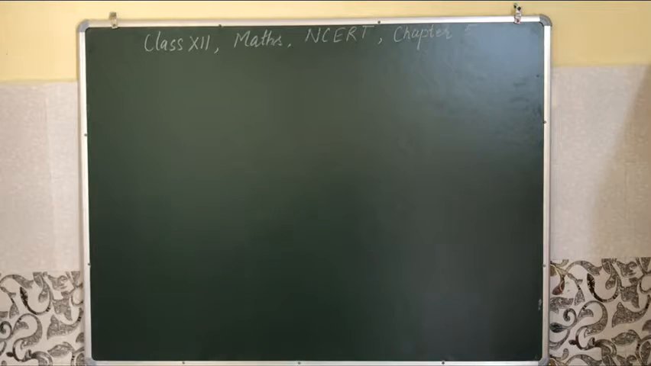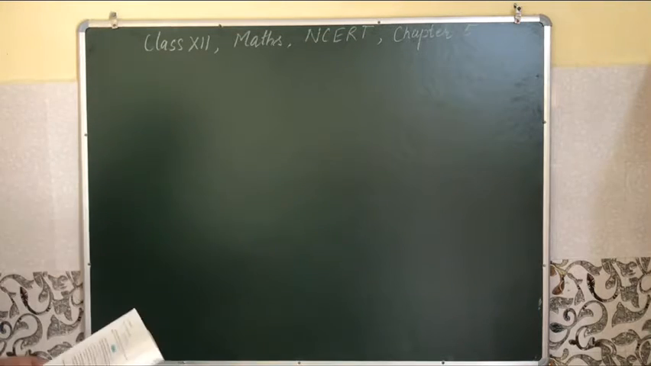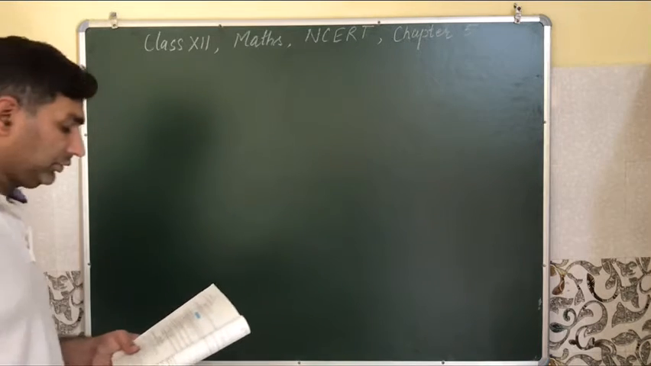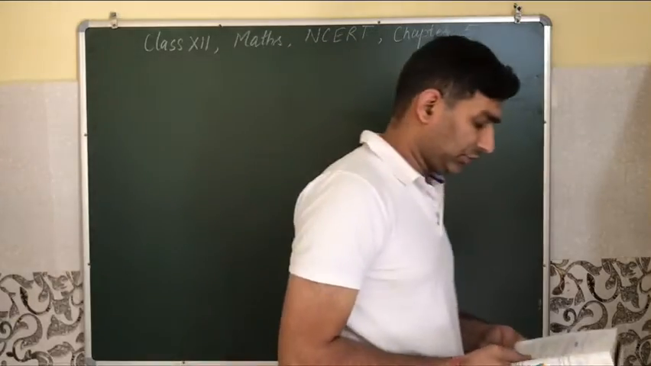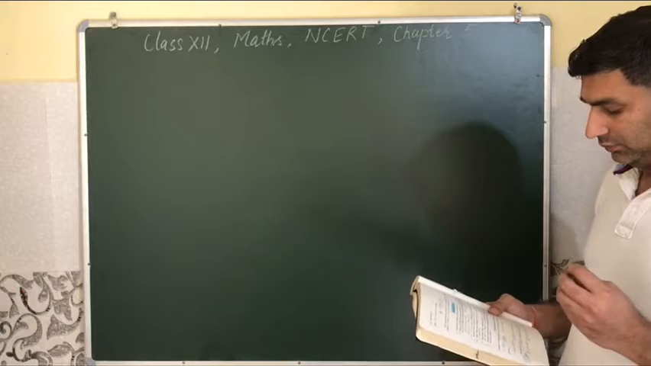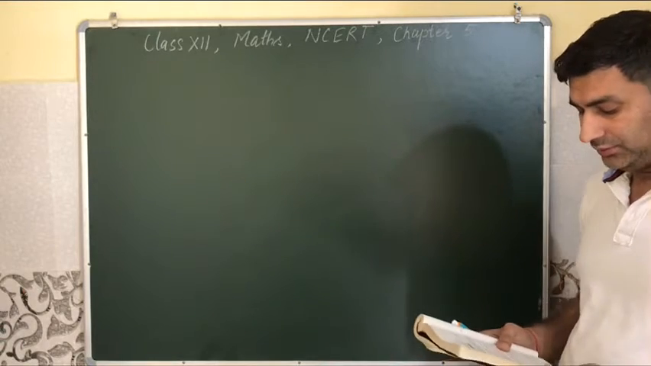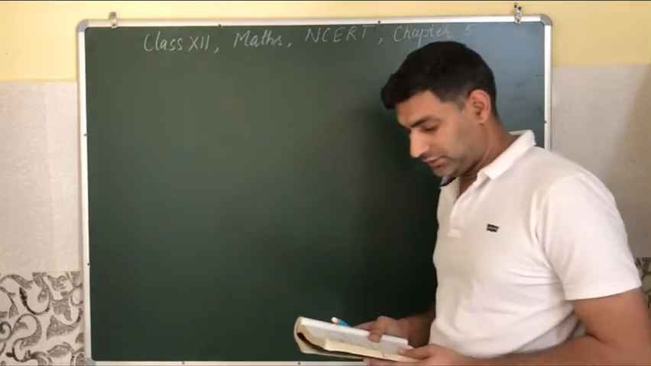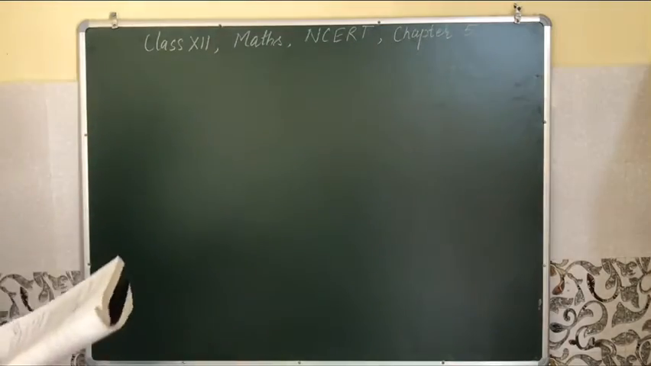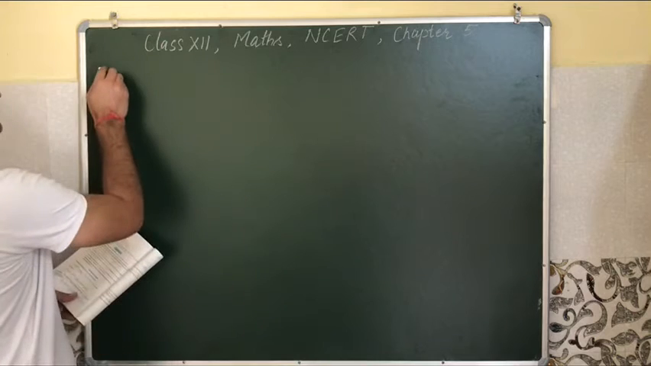Good morning, students. Now we are discussing Exercise 5.8, Chapter 5, Class 12th Maths, NCERT. In previous lectures, we have discussed Rolle's theorem and the Mean Value Theorem. All proofs and their geometrical representation we have already discussed. Now, based on questions, we have discussed question number 1.